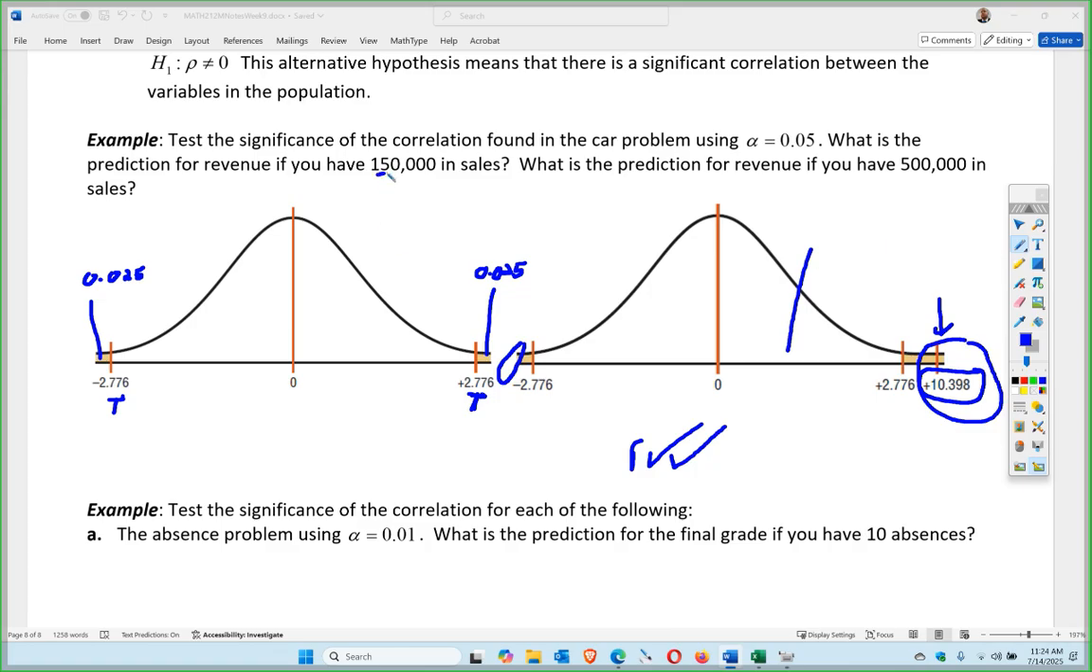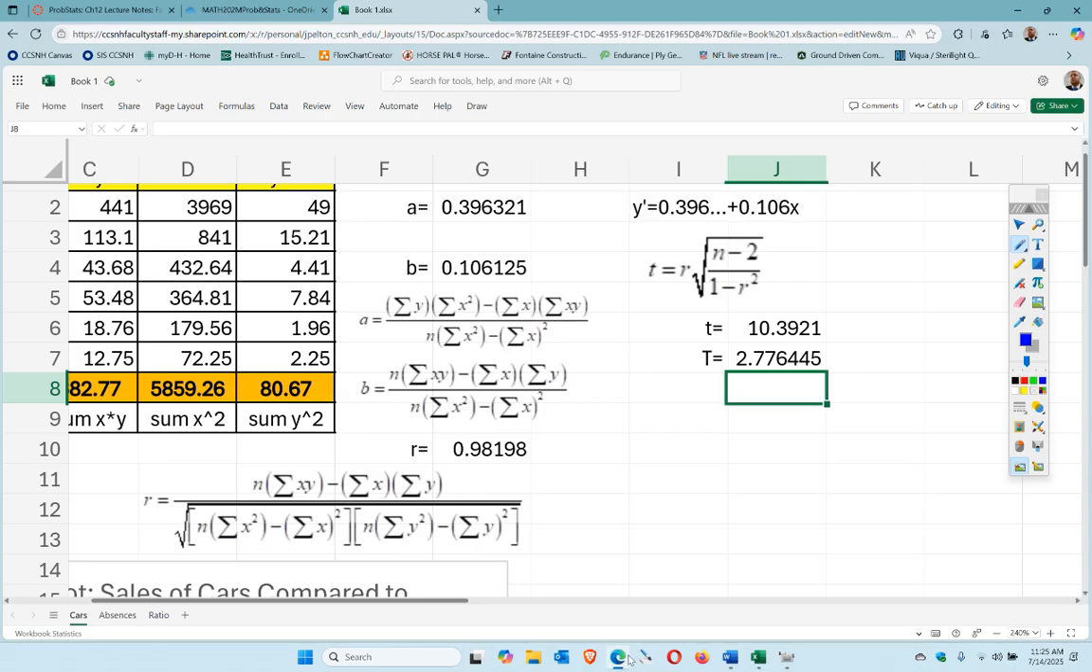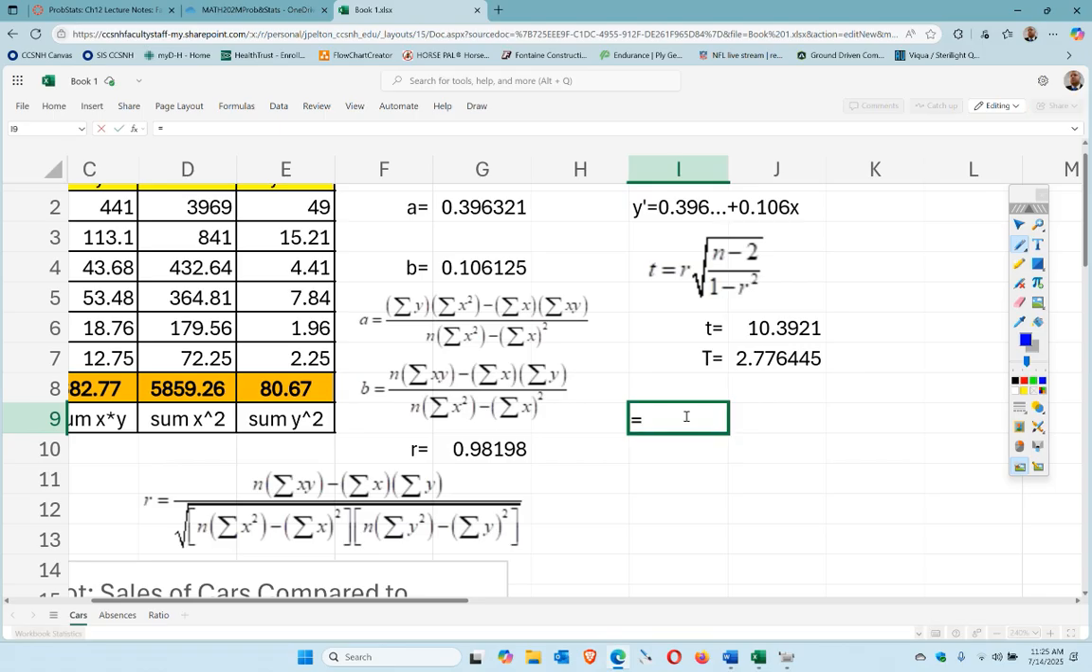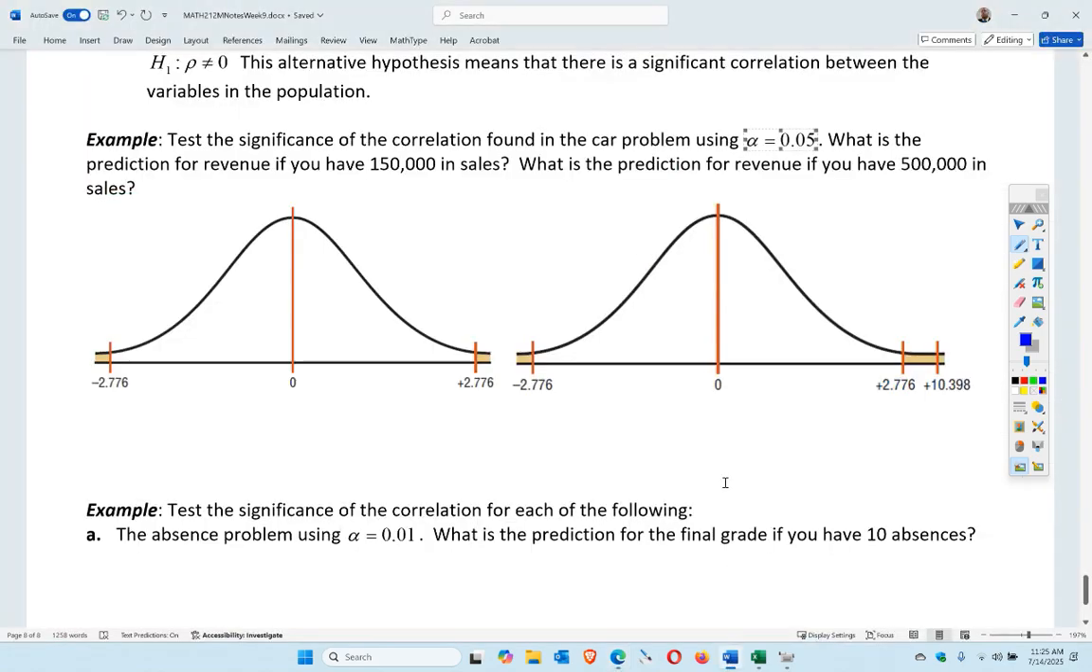So let's say I have $150,000 in sales. What is the revenue? Okay, let's go to our spreadsheet. So the equation is a plus bx, so a plus b times 15, right? Because remember, if I remember correctly, it's 150,000, but it's in tens of thousands. So we only put this, right?